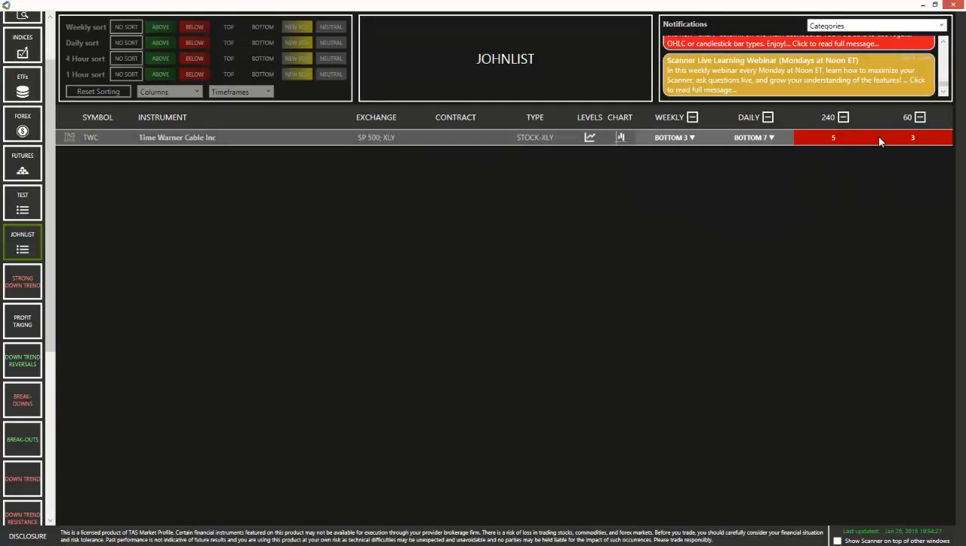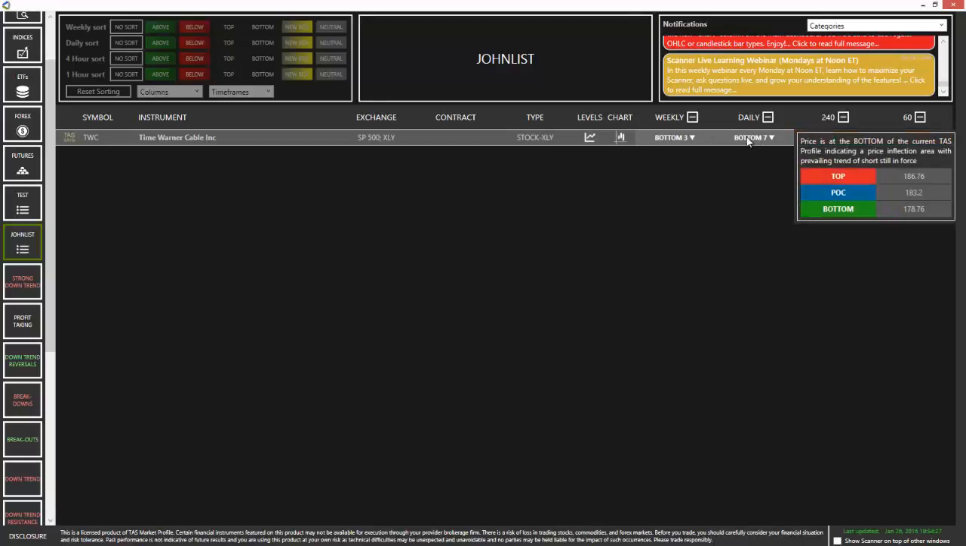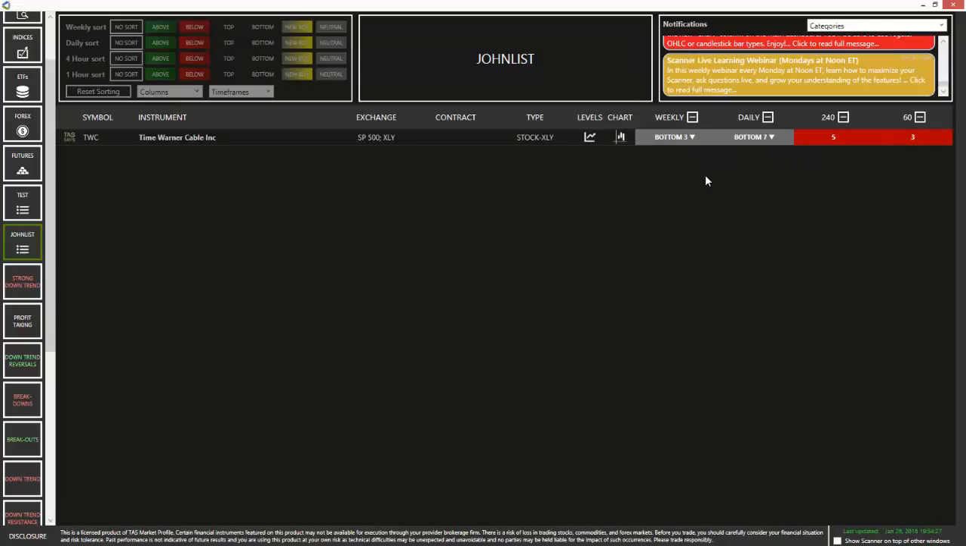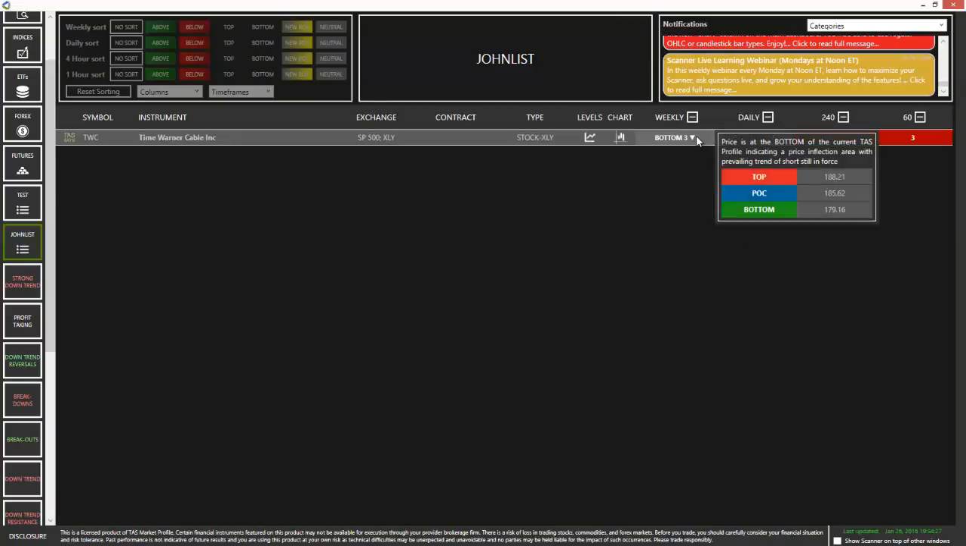Not looking good the past short-term situations, showing those trading below profiles on our 240 and 60. But I can keep an eye on this. If it's something that's going to breach these areas, it's going to start showing red on either one of them. And I know that this is something I probably need to pass on as far as keeping it in my long portfolio.